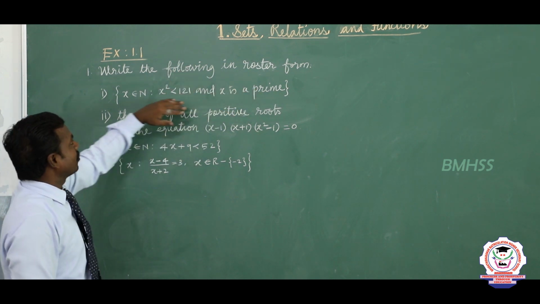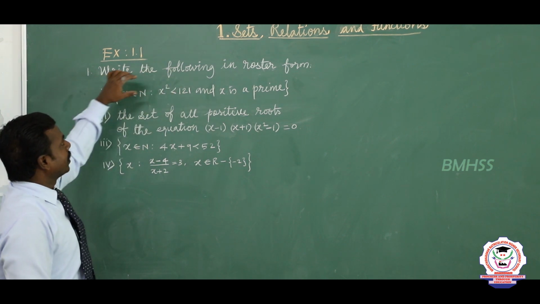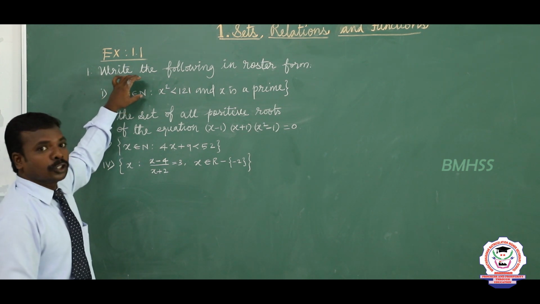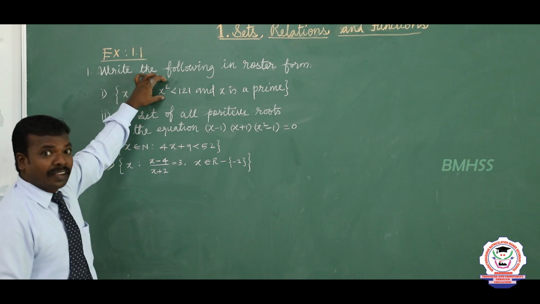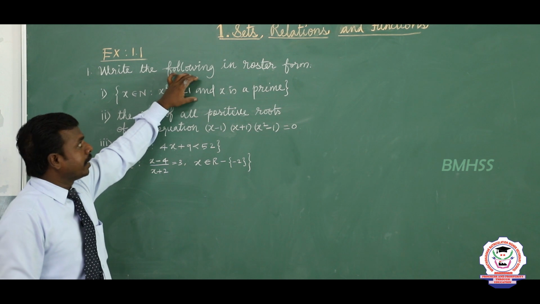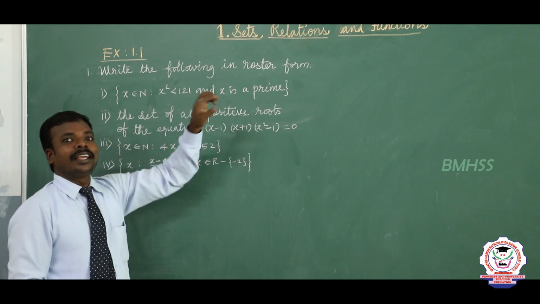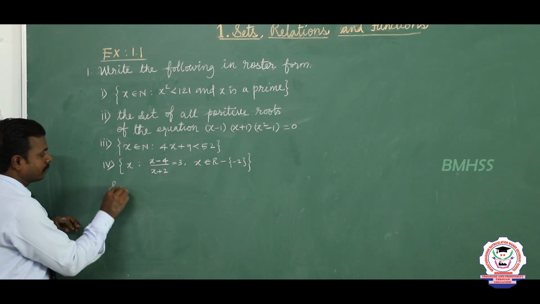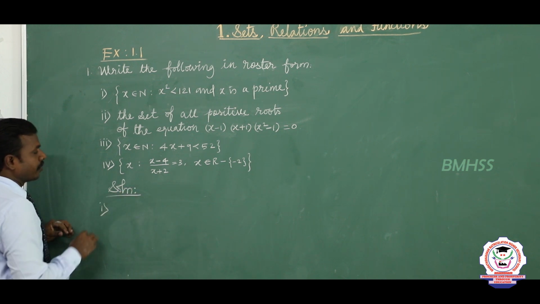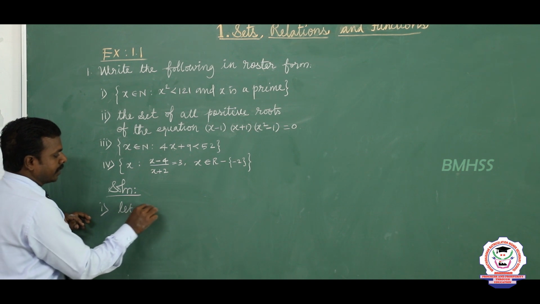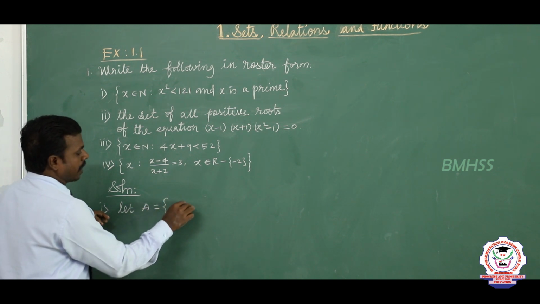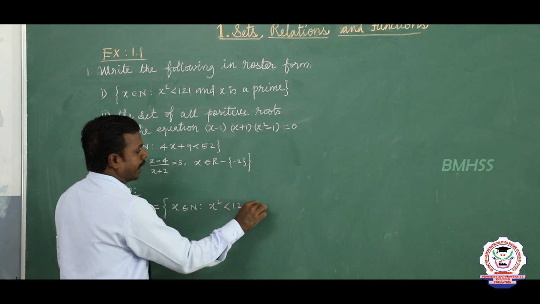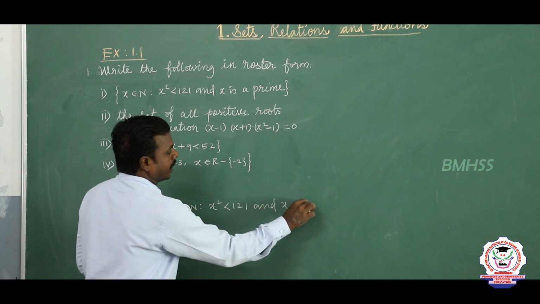Do you understand? In the first subdivision they are asking us to write the set in roster form. x belongs to N, so all the values of x should be natural numbers. At the same time, the square of that natural number is less than 121, and that value of x should be a prime number. So I am going to check only the prime numbers in the first subdivision. The solution: in the first subdivision, let the given set be considered as A. A is the set of x belongs to N such that x square is less than 121 and x is a prime number.